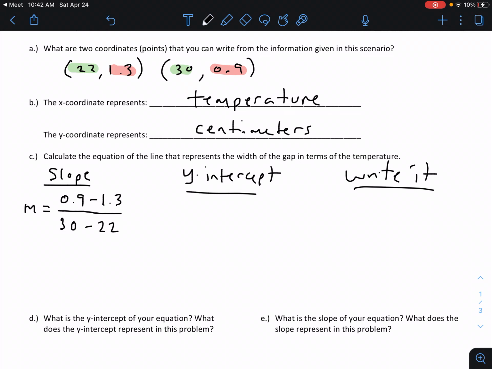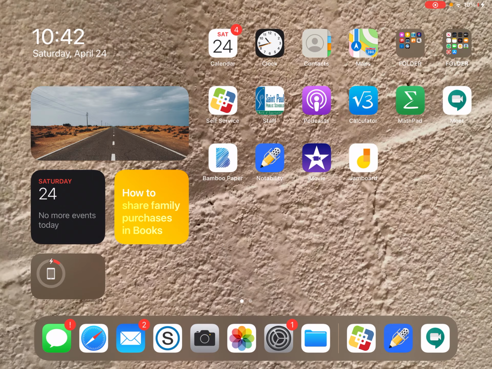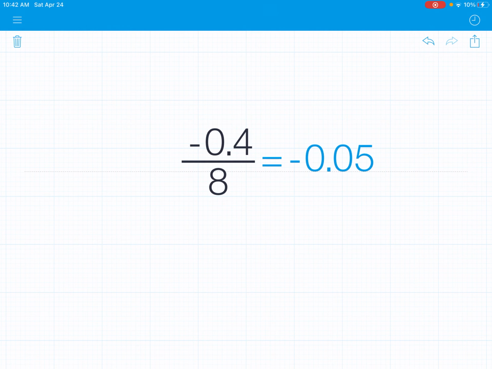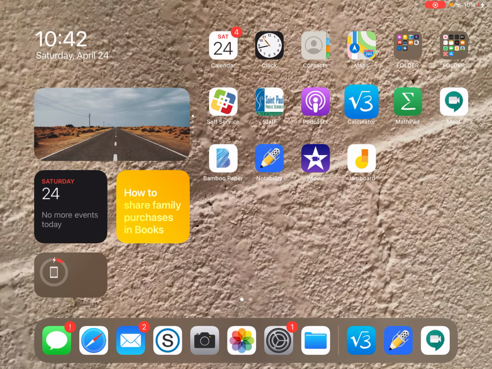Okay, so if I do all this math, 0.9 minus 1.3, well, that's going to be negative 0.4. And if you didn't know that, just grab a calculator. And then we have 30 minus 22, that's going to be 8. And so in this case, we just want to go to that calculator and simplify this fraction. So I'm going to do negative 0.4 divided by 8 in my calculator, and I get negative 0.05. All right, so that's my slope.